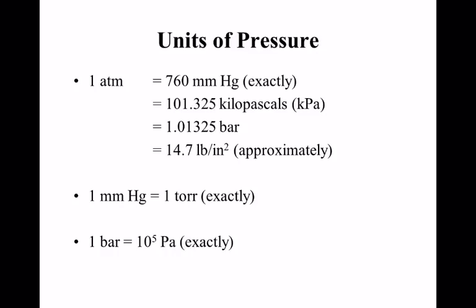Another unit of pressure that we use in chemistry, though we aren't going to use it this semester, is a torr. A torr is exactly equal to one millimeter of Hg, which stands for mercury. So one millimeter of mercury is equal to one torr. The top equivalency statement is an exact relationship.